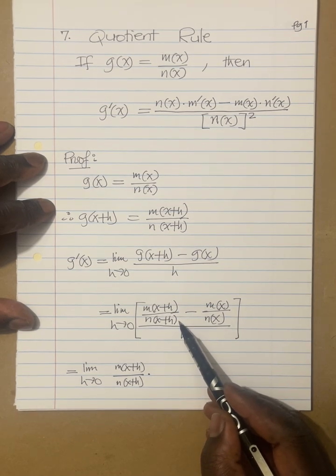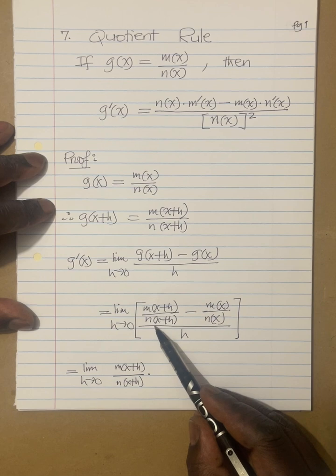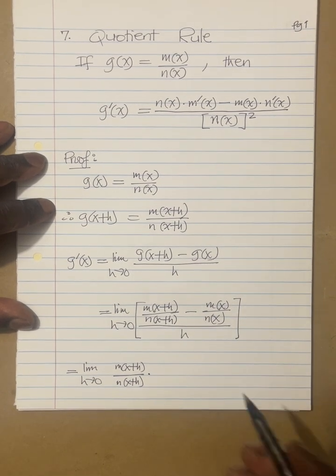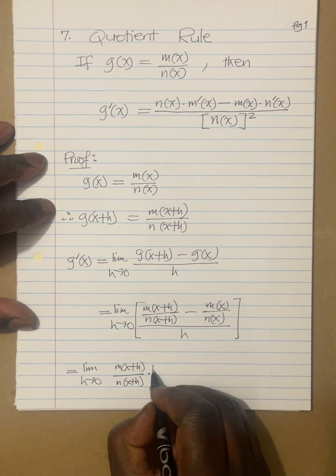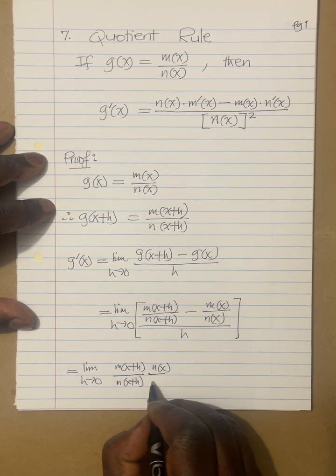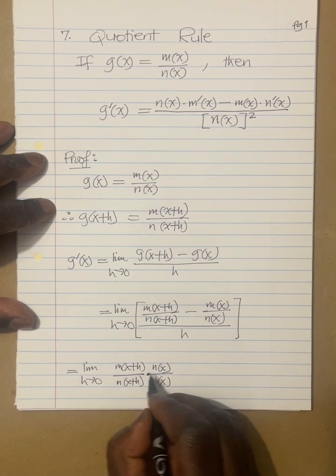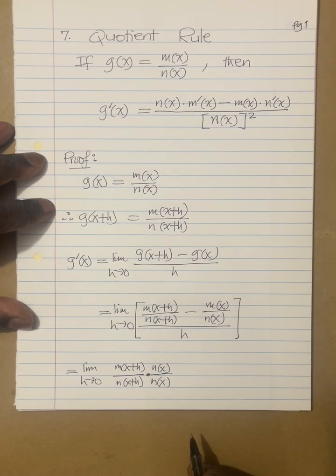That's your special one. And this side, I'm going to multiply by n of x plus h down and in the numerator and in the denominator as follows. So here we're saying times n of x all over n of x. That's your special one right there, because that's one. We're multiplying and dividing by the same number.